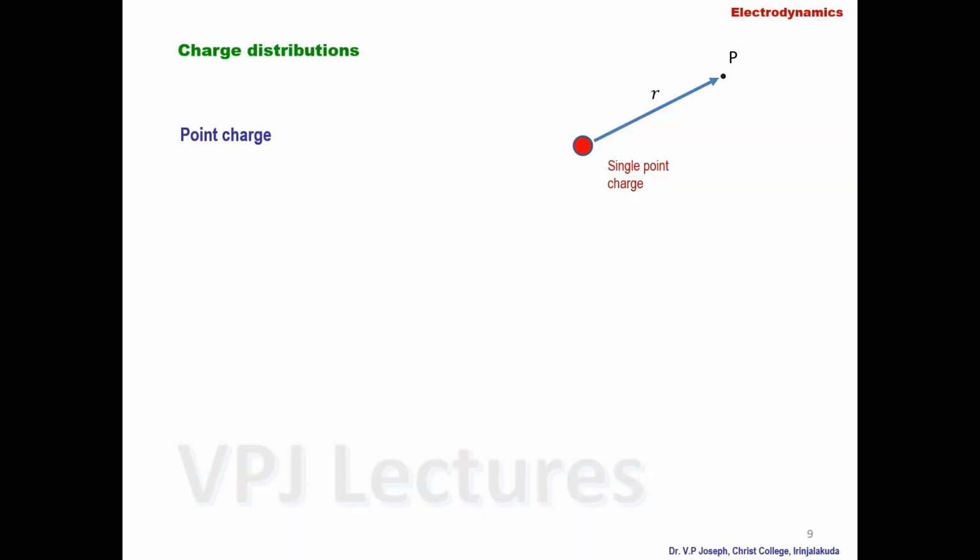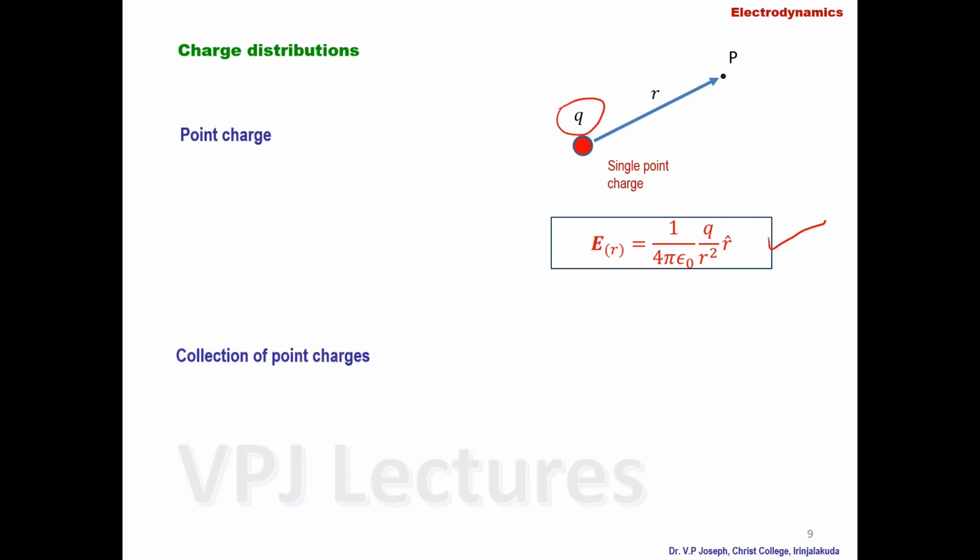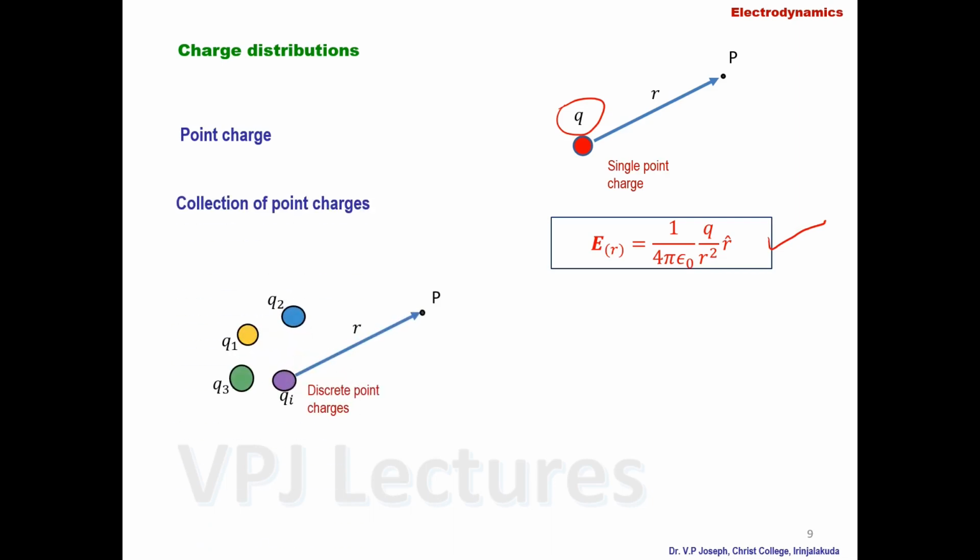So for the point charge, let the point charge be Q here, that is Q Coulomb, and the test point is P at a distance R from it, and the expression for the electric field E of R is equal to 1 by 4 pi epsilon 0 q by r square. So this expression we have already derived earlier. Now coming to a collection of points also, we have different charges q1, q2, q3, etc.